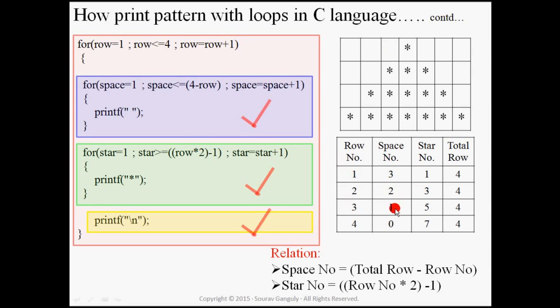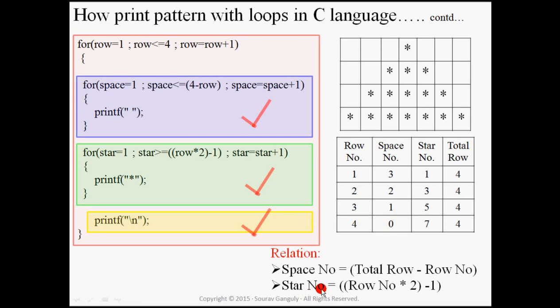Space number 3, 2, 1, 0. That means this 3, this 2, this 1, and this 0. Star number 1, 3, 5, 7, and total row number is 4. Space number is total row minus row number. Yes, this total row number is 4 minus row number 1. 4 minus 1, 3. This is 4 minus 2, 2. 4 minus 3, 1. And 4 minus 4, 0.